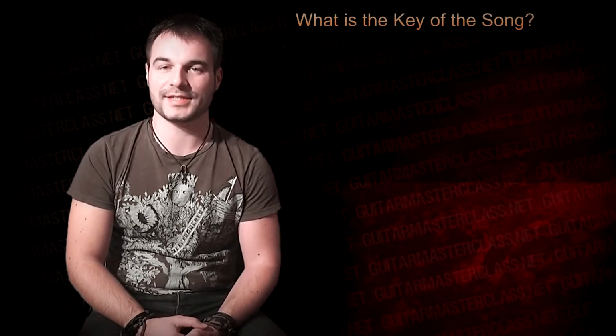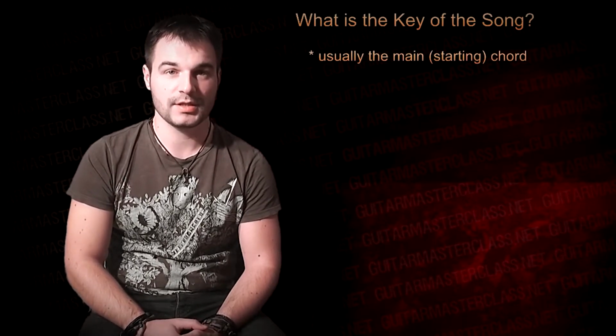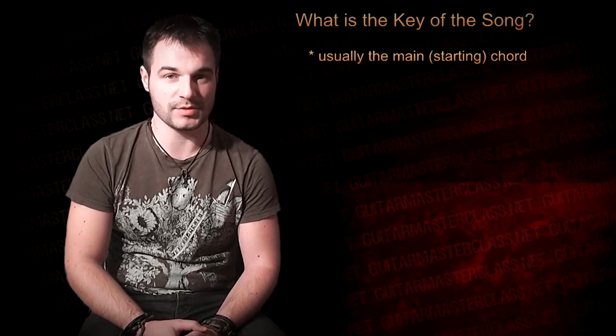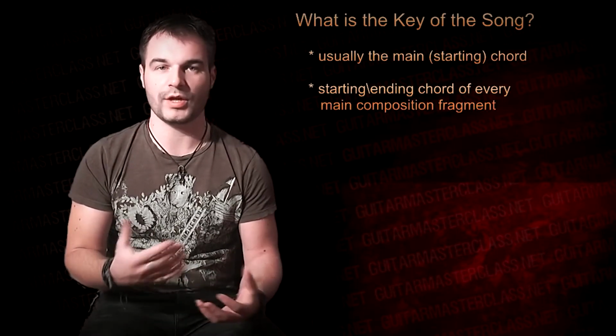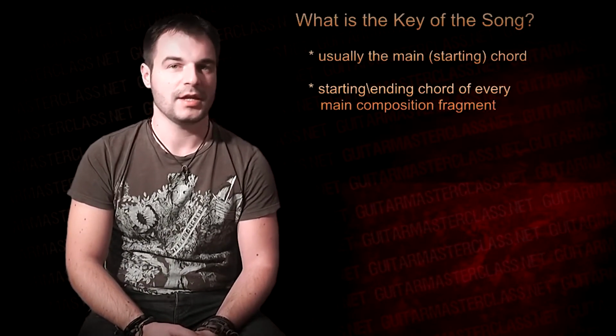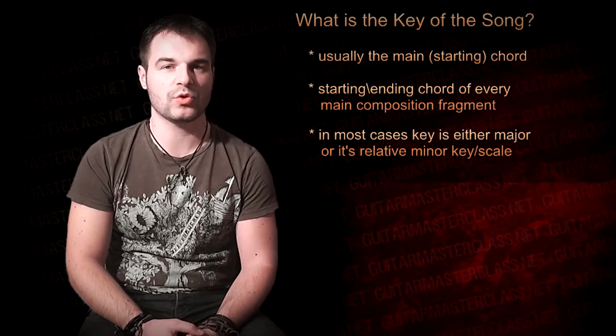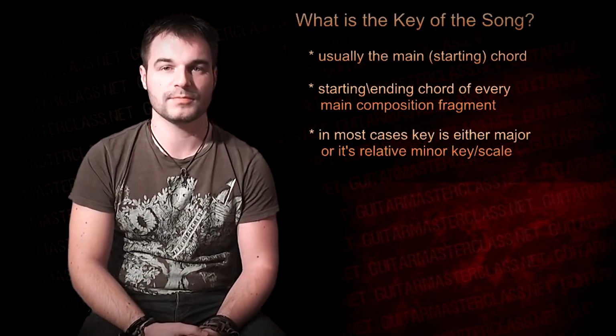Before we start with determining the key of the song, first let's see what a key is. The key of the song is usually the main chord, typically the first chord that starts the composition, or the first chord on the beginning or ending of every main composition fragment. In most cases you will find that the key chord will be either major or its relative minor chord.